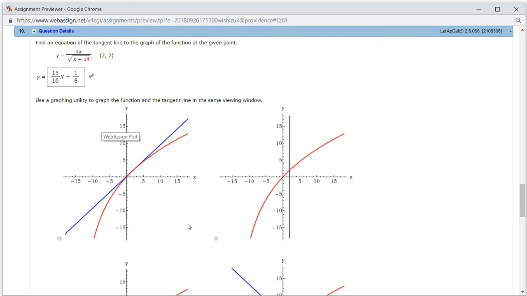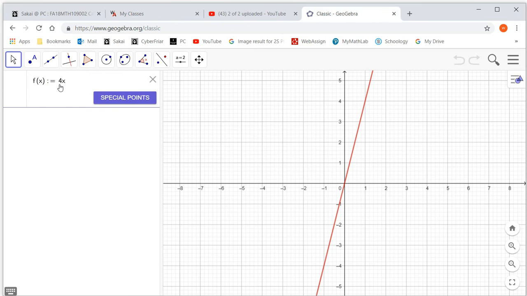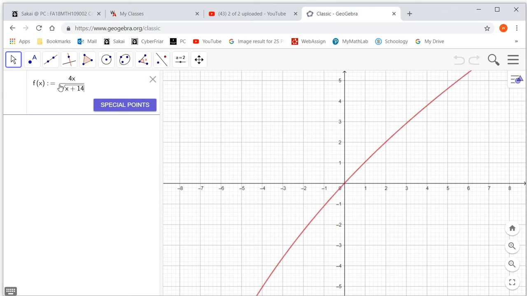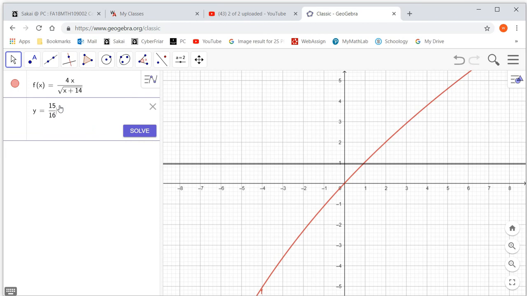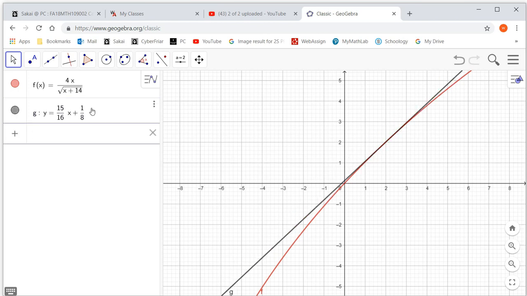Now let's use GeoGebra to sketch the graph here. The original function f of x is equal to 4x over the square root of x plus 14, so that's the graph. And the tangent line is y equals 15 over 16 x plus 1 over 8. It looks like that.